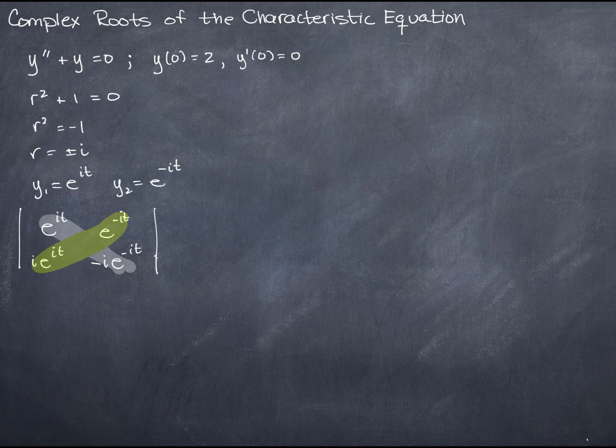So my first product there is negative i times e to the it times e to the negative it, or e to the it minus it, or e to the 0. And the second product, I'm going to subtract i times e to the it times e to the negative it, so e to the it minus it, which is 0. So that gives me negative i times 1 minus i times 1, which is negative 2i, which is not 0.